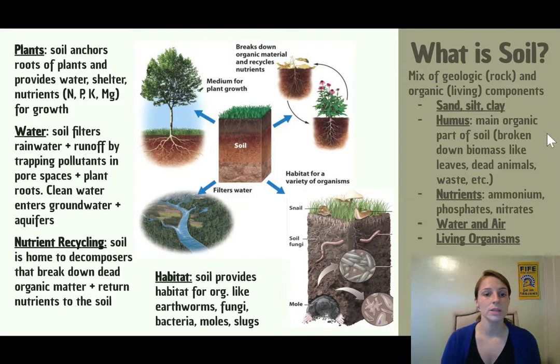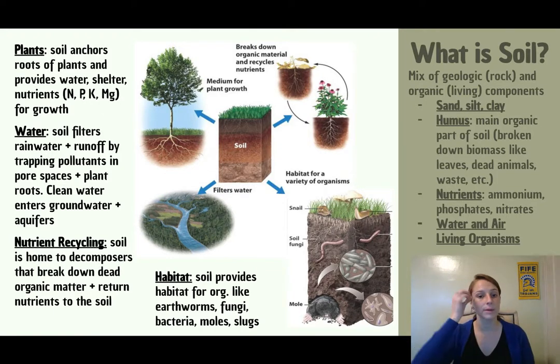Now, the soil is going to be really important for the entire ecosystem, and I'm going to highlight a few of the different ways that this is the case. So first of all, for plants, soil is going to anchor the roots of plants. It's going to provide water, shelter, and nutrients so that these plants can grow. Things like potassium or magnesium are necessary for plants, so the soil is going to provide that for it so that it can grow and build itself as it needs to.